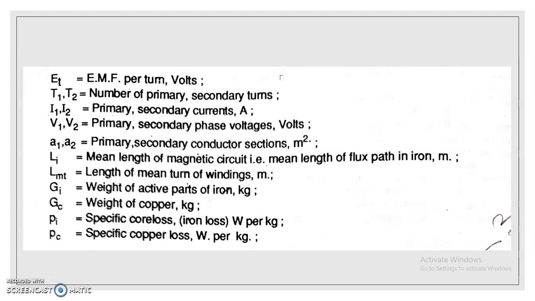Gi is the weight of the active part of the iron in kg. Gc is the weight of copper in kg. Pi is the specific core loss, that is, the iron loss in watt per kg. Pc is the specific copper loss, also in watt per kg.